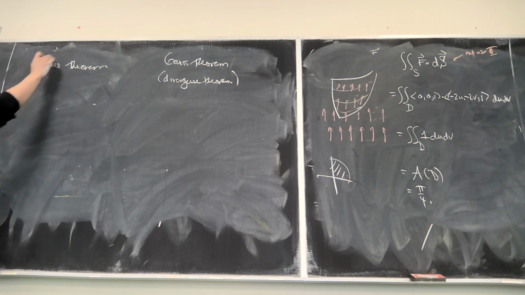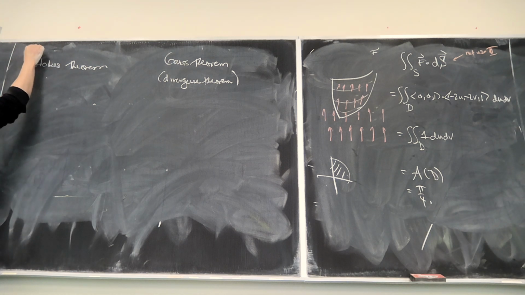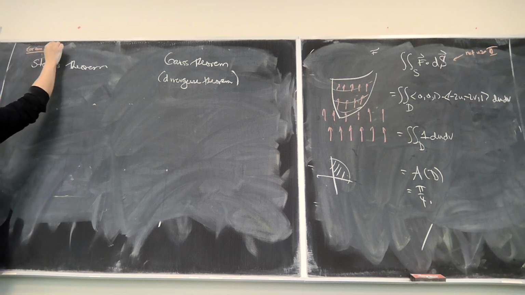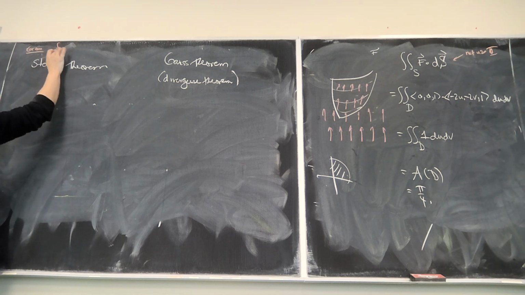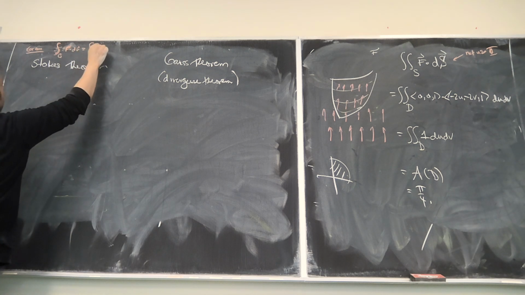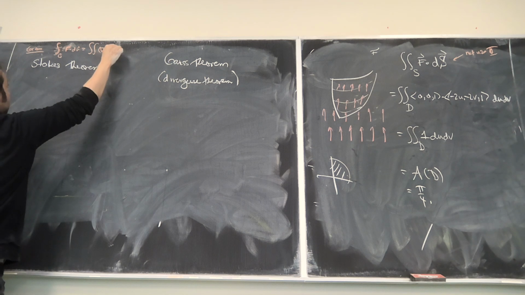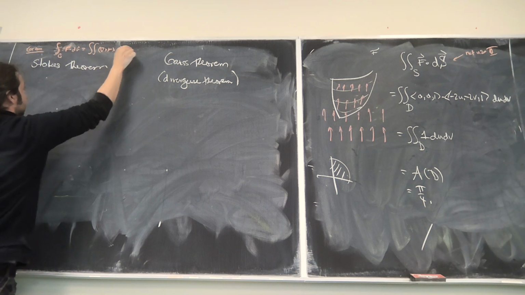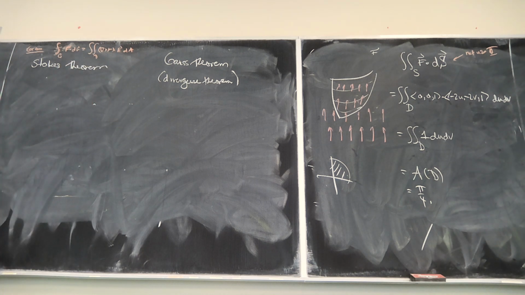So remember, Green's theorem, we'll put Green right here. This is where all this originally came from. Green's theorem says the integral on a curve C of F dot dr is equal to the double integral of the curl of F dotted with k dA. Right, that was what Green's theorem said.